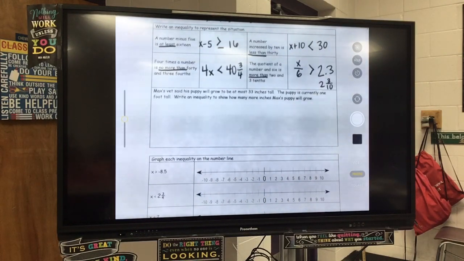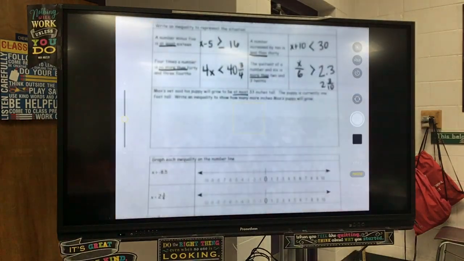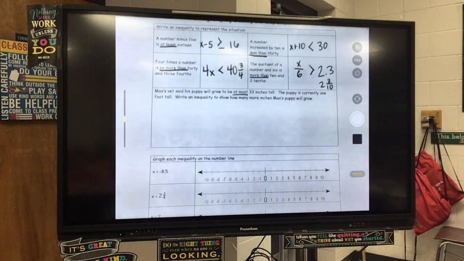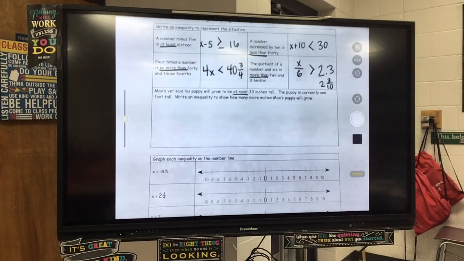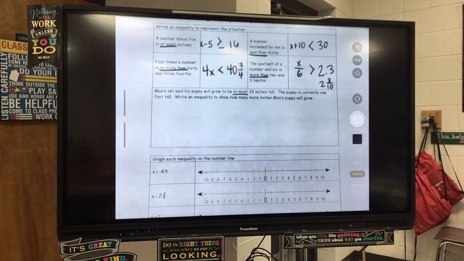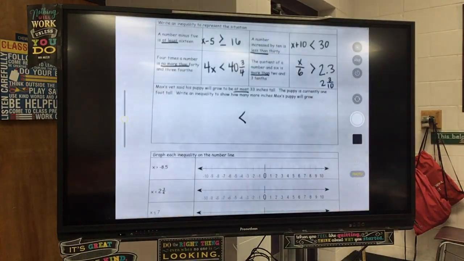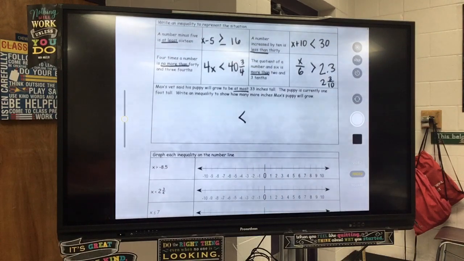All right, what's important in that first question? Rated? At most. At most. So at most means what? Is it going to be greater than 33 or is it going to be less than 33? Jeffrey? So at most, oh, less than. All right, so I'm going to start with my less than symbol because I know already at most means less than.